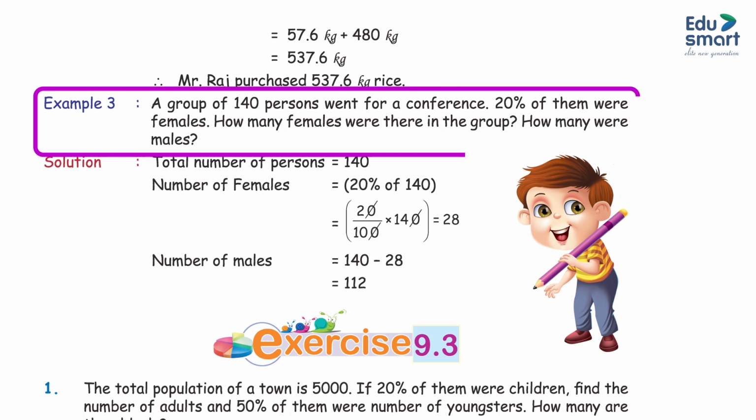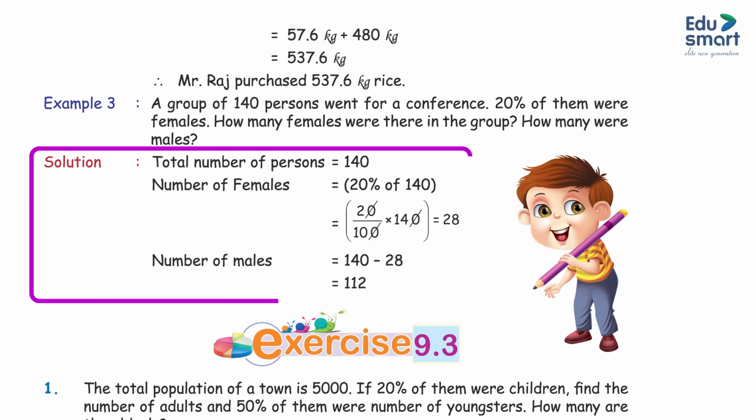Example 3. A group of 140 went for a conference. 20% of them were females. How many females were there in the group? How many were males? Solution. Total number of persons 140. Number of females 20% of 140. 20 upon 100 into 140 is equal to 28. Number of males 140 minus 28 equals 112.